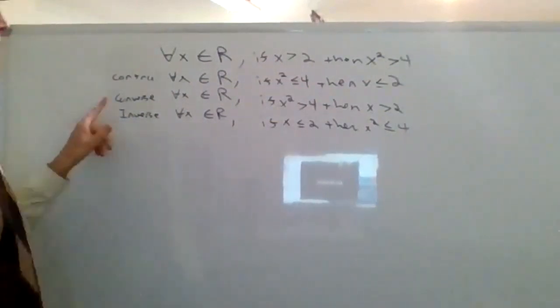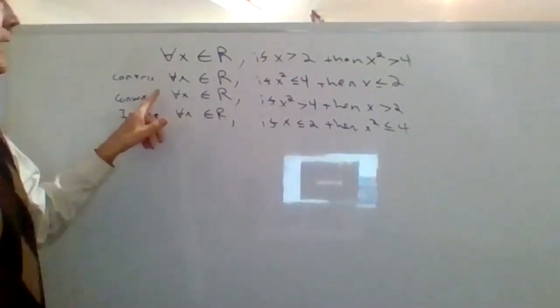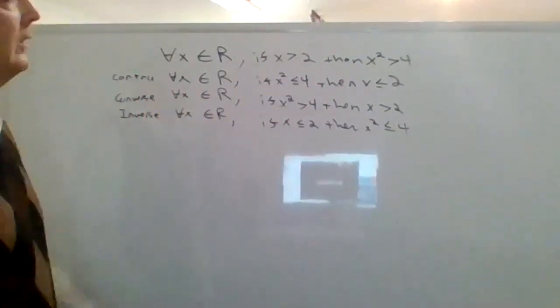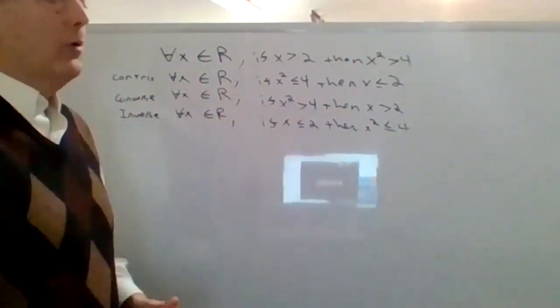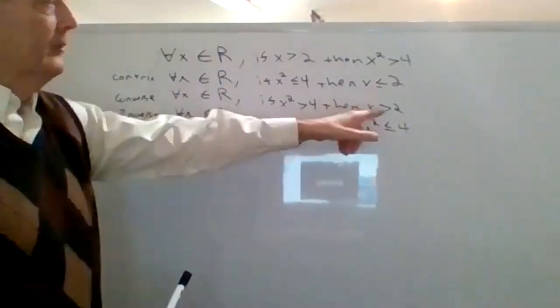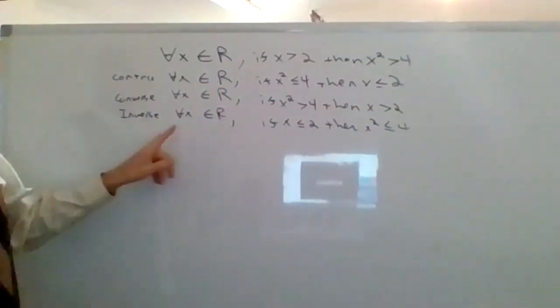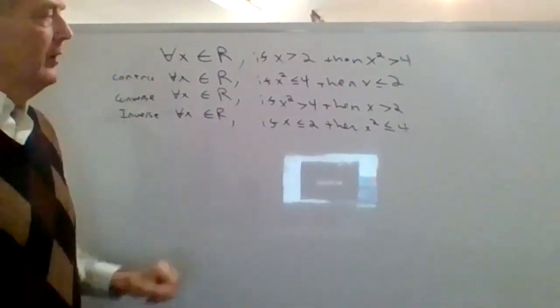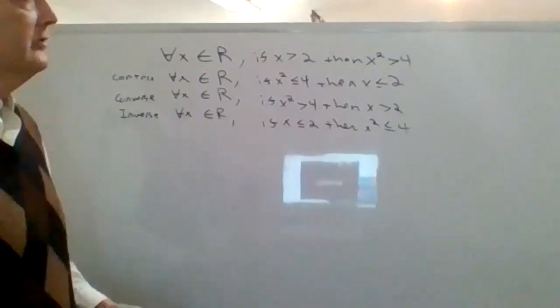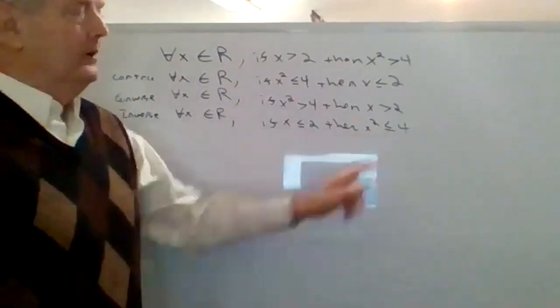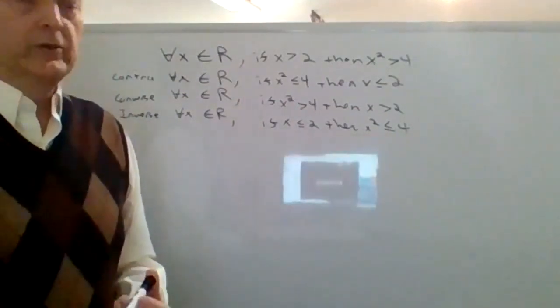The converse, again by definition, is for all x that's an element of R, if x squared is greater than 4, then x is greater than 2. And then finally, the inverse: for all x that's an element of R, if x is less than or equal to 2, then x squared is less than or equal to 4.